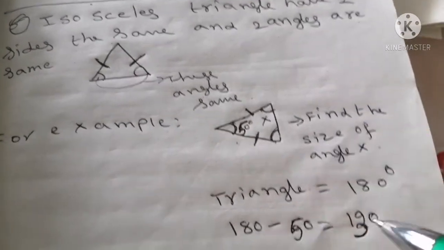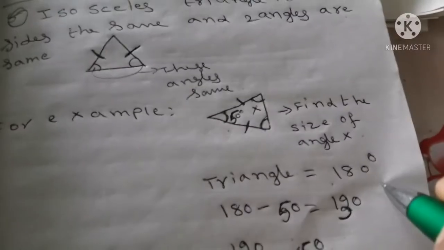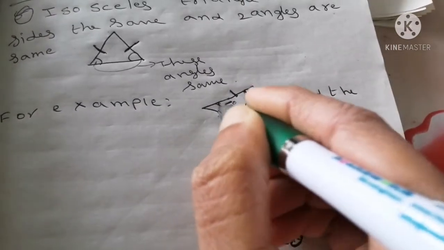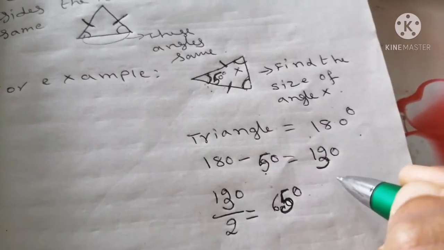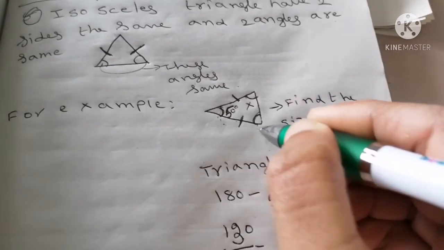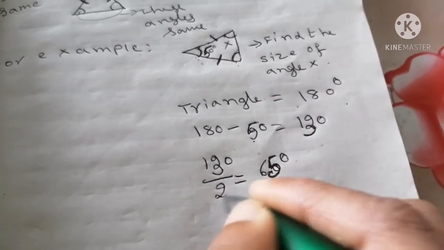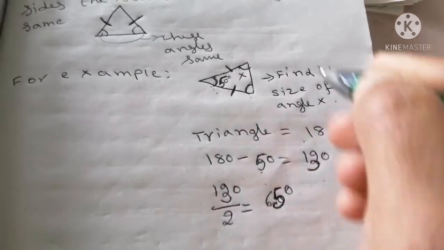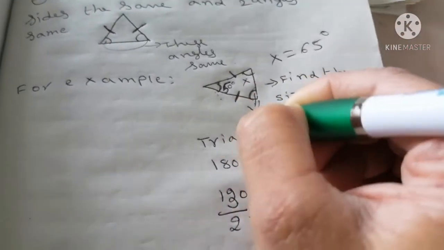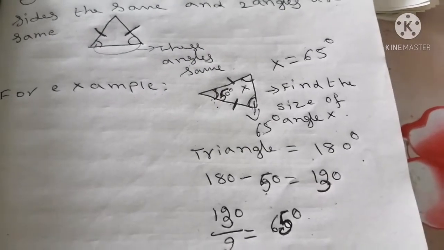So first we need to write triangle. Three angles in a triangle is 180 degrees, and 180 take away 50 because we know one angle. So 180 take away 50 equals 130. 130 divided by 2 because in an isosceles triangle both sides are the same. That's why we are dividing by 2 and our answer is 65. X equals 65. And at the same time this is 65 degrees as well because it is an isosceles triangle.